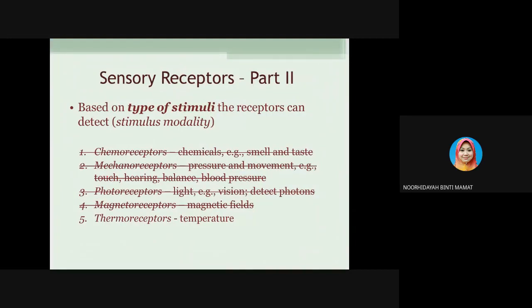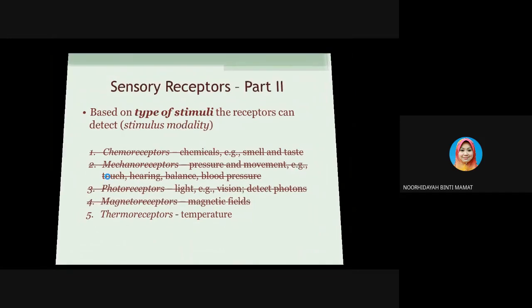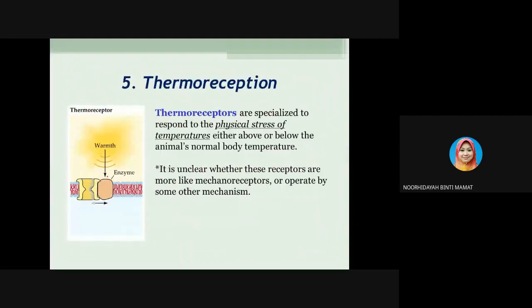Okay, we move to the last classification of the types of stimuli, which is thermoreceptors, regarding temperature. Thermoreceptors are specialized to respond to the physical stress of temperature, either above or below the animal's body temperature. But it is unclear whether these receptors are more like mechanoreceptors, which concern mechanical stimuli, or operate by some other mechanism.